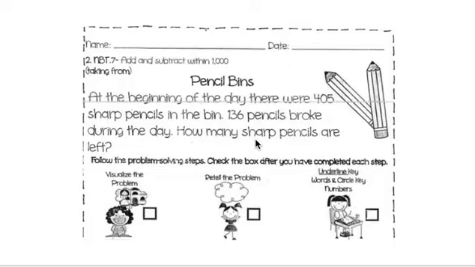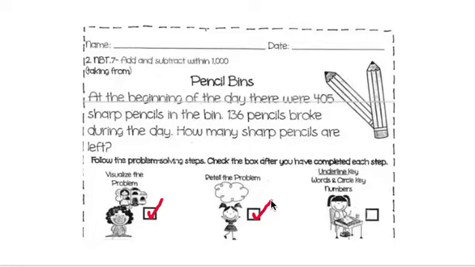So as I read this again, I want you to visualize the problem, and then I'm retelling the problem to you. At the beginning of the day, there were 405 sharp pencils in the bin. 136 pencils broke during the day. How many sharp pencils are left? So now we can mark off that we visualized the problem and retold the problem.